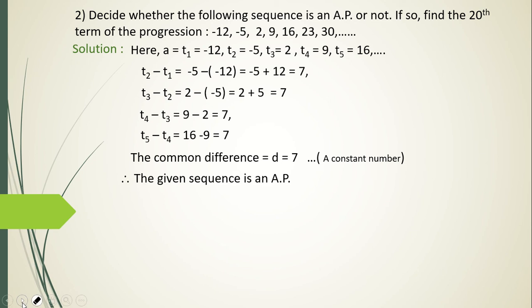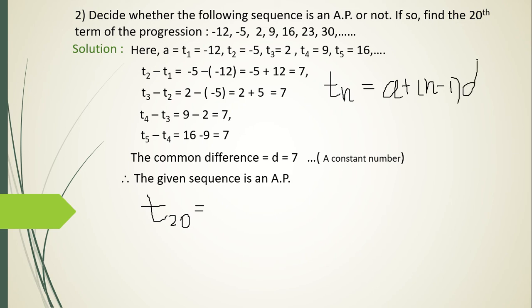Now we have to find the 20th term. 20th term means T20. And what is the formula? T of n is equal to A plus n minus 1 times D. So T of 20 is going to be A plus 20 minus 1, which is 19, times D.